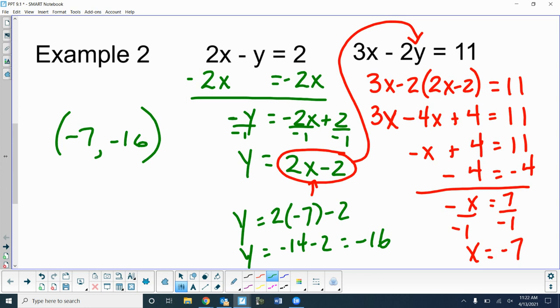If I substitute negative 7 for x and negative 16 for y in either equation, I'll get a true statement. That's the solution to that system.